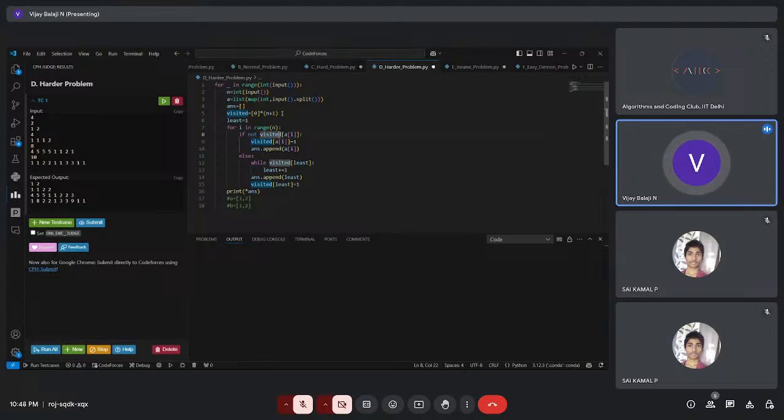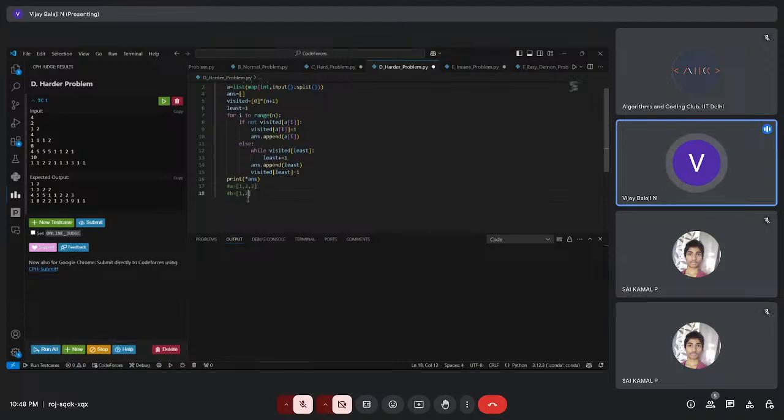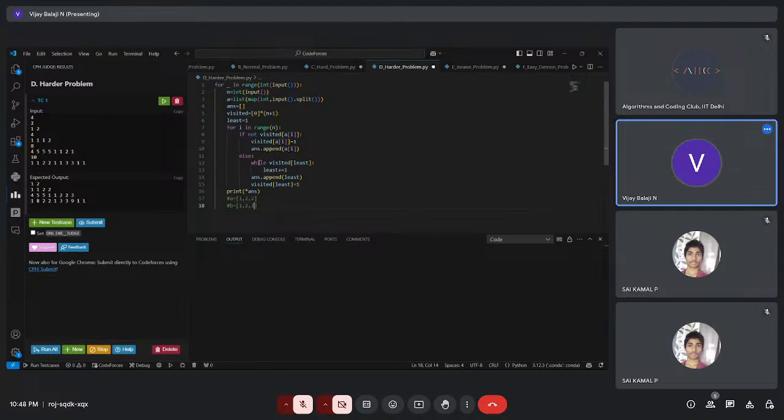Now, if the element Ai has already been visited, then Ai is already present once in the list, and we can add any other element that has not been previously added to the answer list. Say the answer list is currently 1, 2, and we want to add another element. We can add, say, 3. Assuming there are more elements, we can add any other element in here, say 3. That is why I have this else branch.